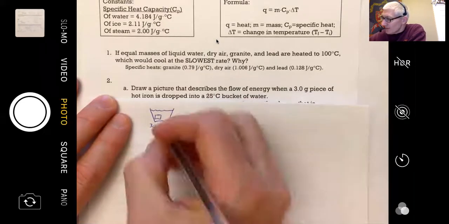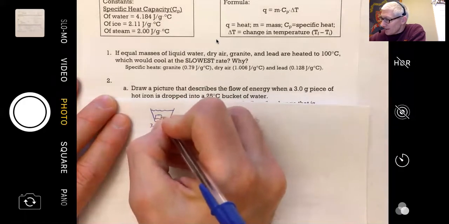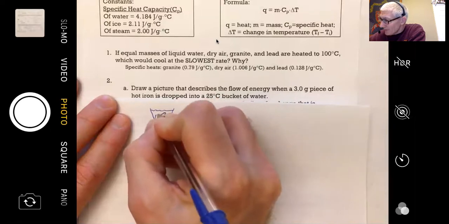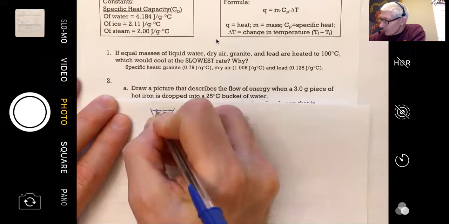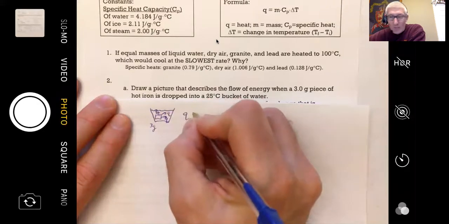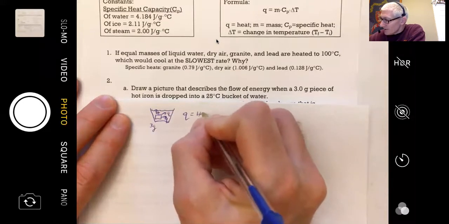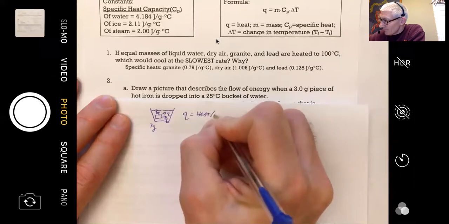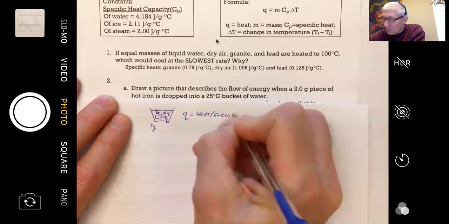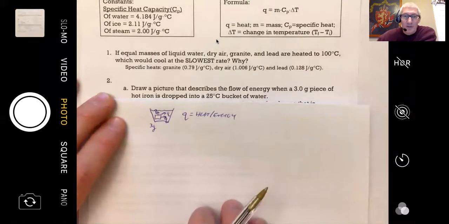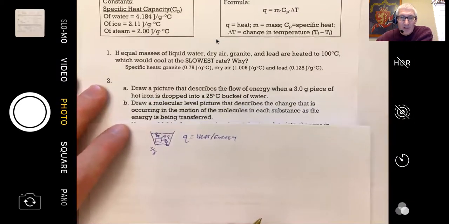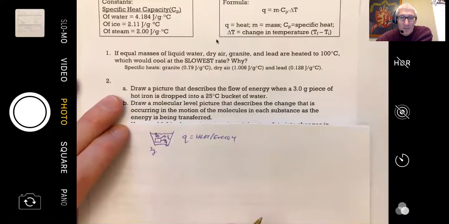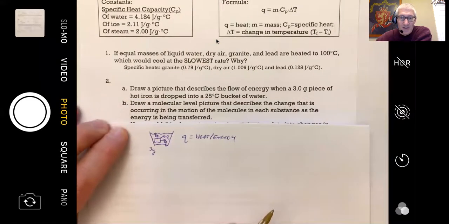The heat that the hot iron has is going to be flowing out into the water. I label those as Q's, because remember Q is the symbol for heat, which is just thermal energy, and we measure that in joules. So that would represent a little picture there. Part B says draw a molecular level picture that describes the changes occurring in the motion of the molecules in each substance as the energy is being transferred.